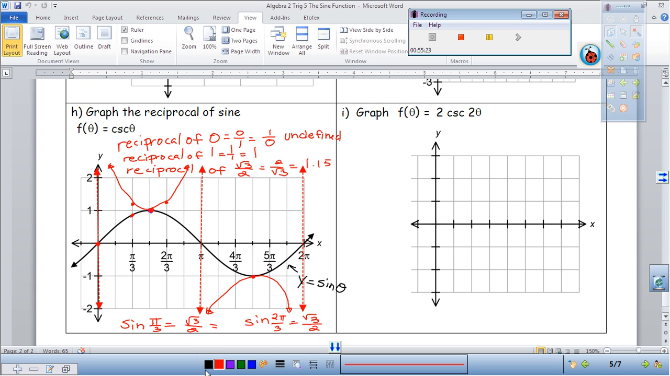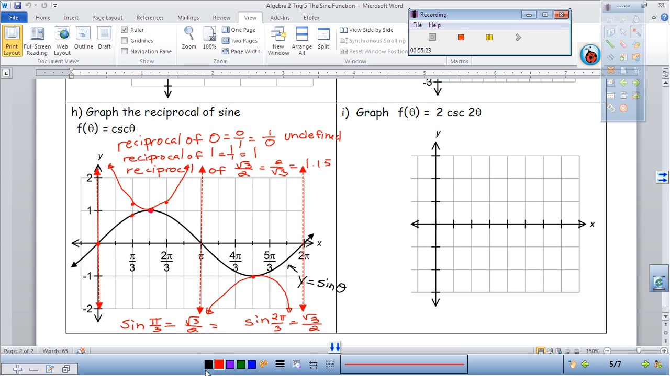So you have to identify the asymptotes. You want to identify the amplitude, the bottom or the vertex of your parabolas, and know that you're going to graph the parabolas. Any questions over that? Almost done.